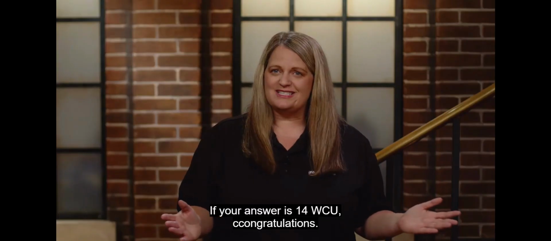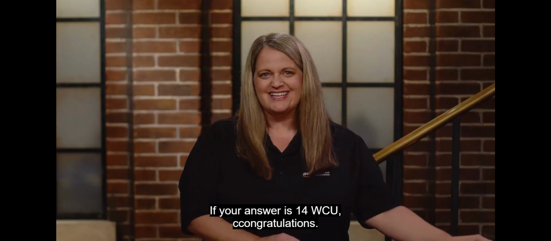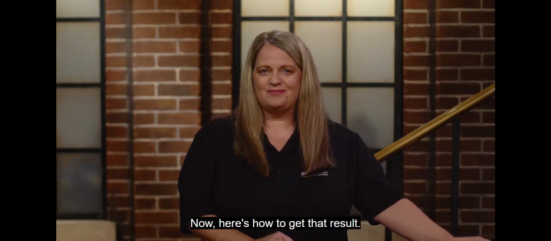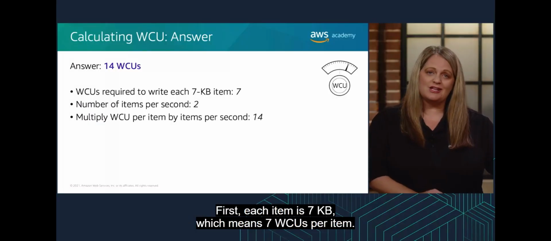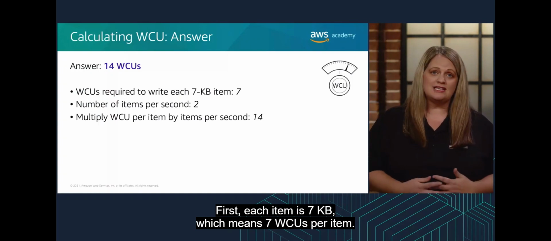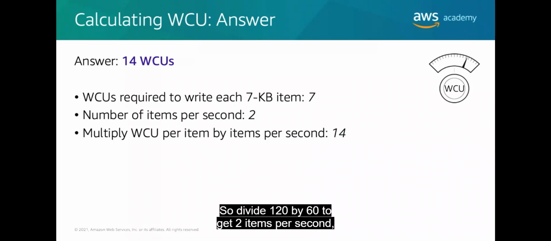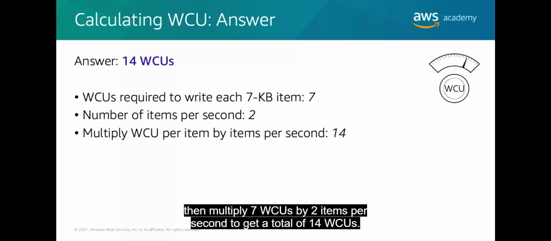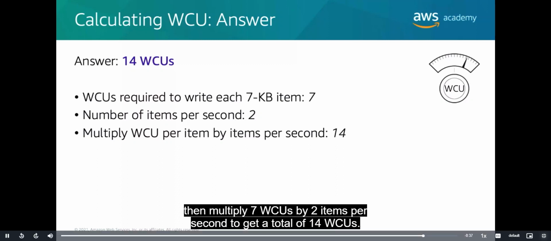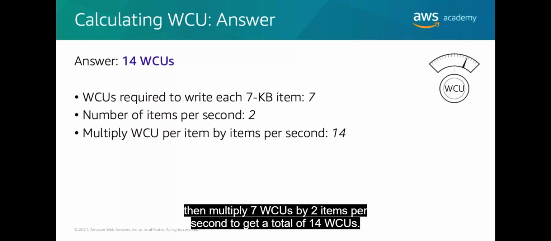If your answer is 14 WCU, congratulations. Now here's how to get that result. First, each item is 7 kilobytes, which means 7 WCUs per item. We need to read 120 items per minute, so divide 120 by 60 to get 2 items per second. Then multiply 7 WCUs by 2 items per second to get a total of 14 WCUs.